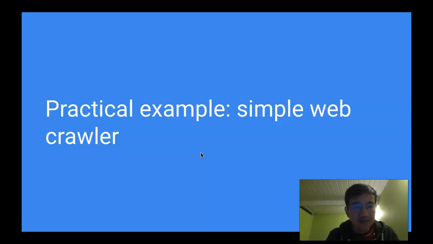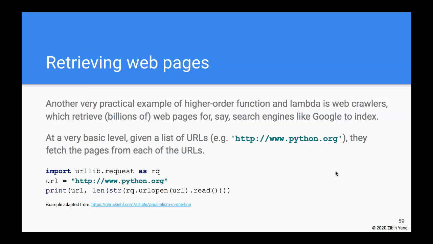Hi, in this video, I'm going to show another practical example of using higher order functions and lambdas. This is to write and also speed up a very simple web crawler. In simple terms, web crawlers just retrieve web pages. They're used by search engines such as Google to retrieve billions of web pages from the internet so that they can index them and provide efficient searches through them.